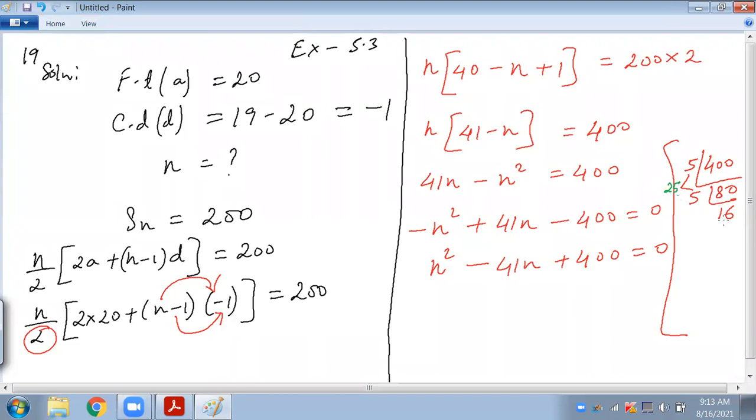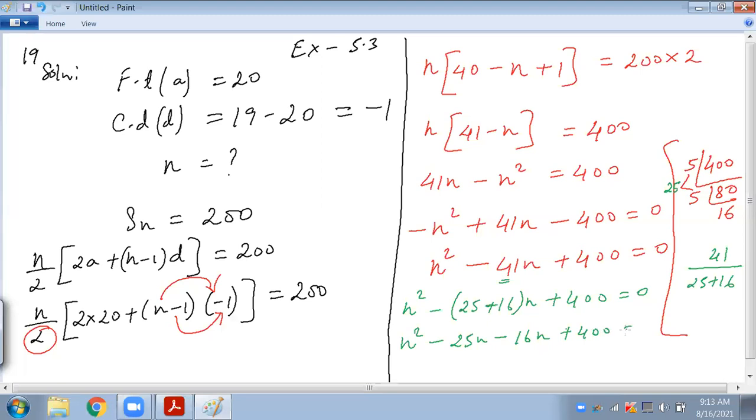And 16. From 25 and 16, can you get 41? Yeah, 41 is what? 25 plus 16. So you can break this 41 as 25 plus 16. So break it: n square minus, instead of 41, 25 plus, sorry, 25 plus 16, not minus. Okay, now remove the bracket: 25n minus 16n plus 400 equal to 0.